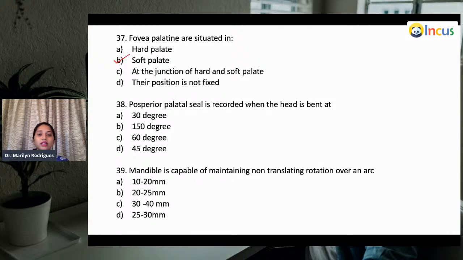Posterior palatal seal is recorded when the head is bent at 30 degrees, 150 degrees, 60 degrees, or 45 degrees. The answer to this is A, 30 degrees.